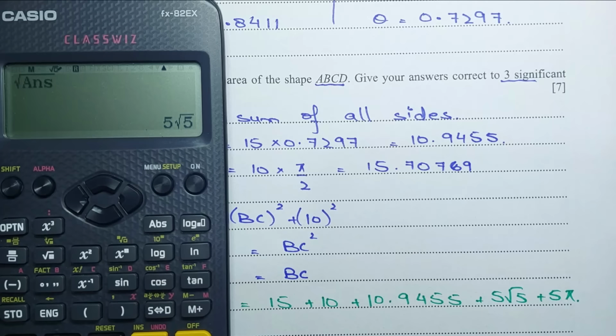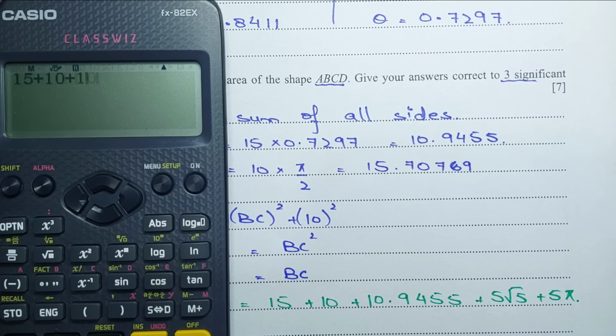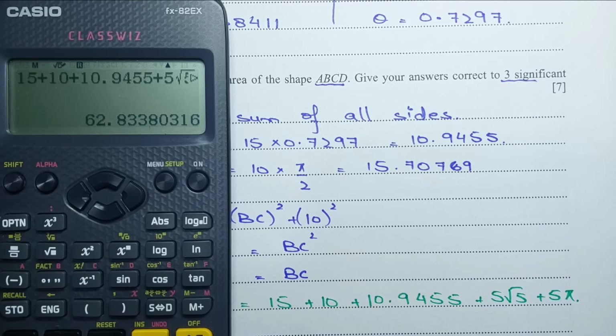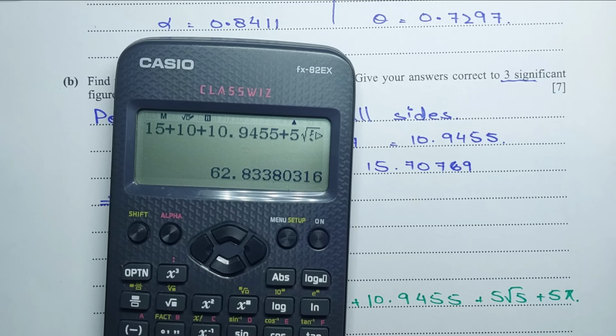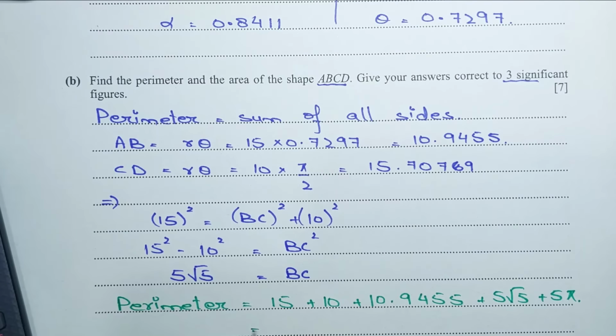Let me simplify. 15 plus 10 plus 10.9455 plus 5 root 5 plus, outside it's plus 5 pi. That is 62.83380. Up to 3 significant figures, 62.8 is the parameter. 62.8 centimeter is the parameter.